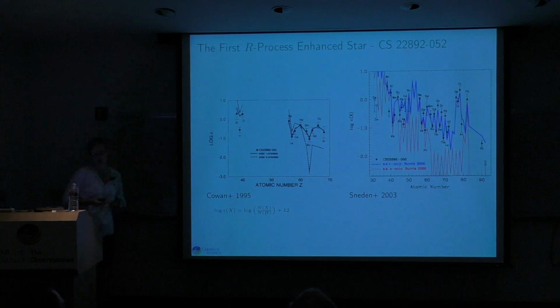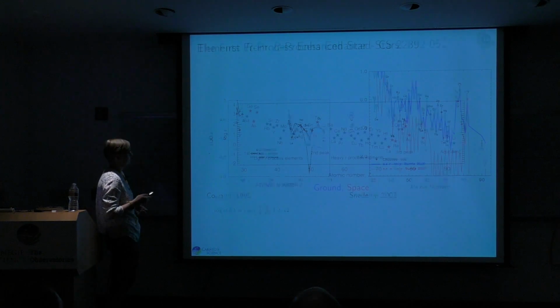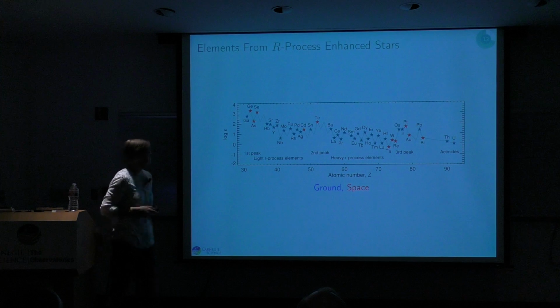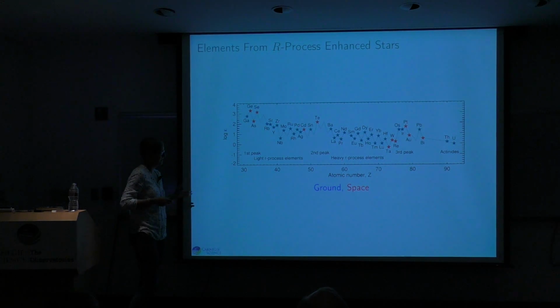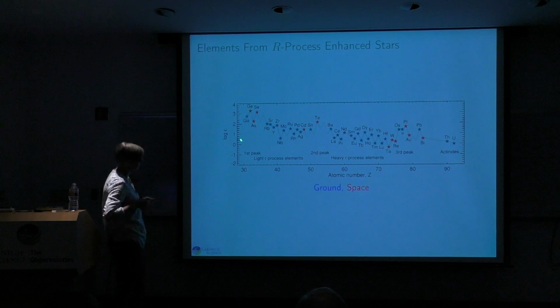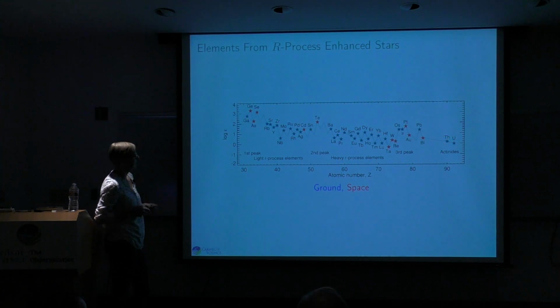So this is awesome. We can just go out, get a lot of these stars, and observe them and figure out what the R process is. And yeah, I've mentioned something about the light R process elements, the heavy R process elements, and other things. So just to give you an idea, this is the solar R process abundance pattern again, and I've highlighted the elements from which we can get abundances from ground spectra. These are the blue ones, so quite a lot. And then if we go to space, we can also get the red ones.